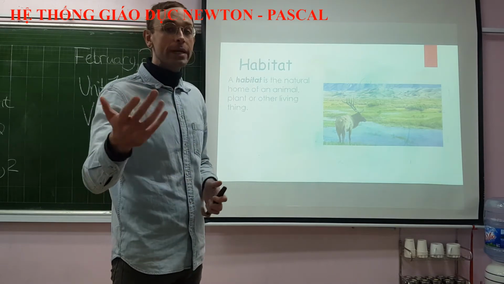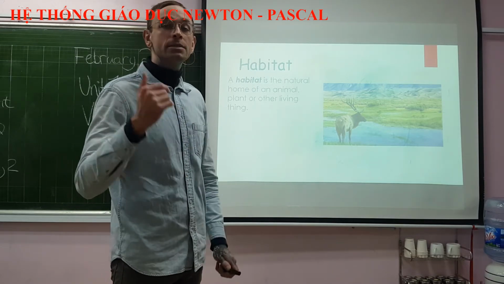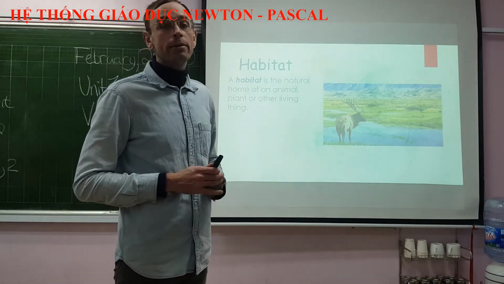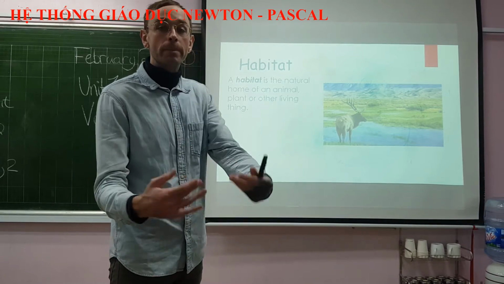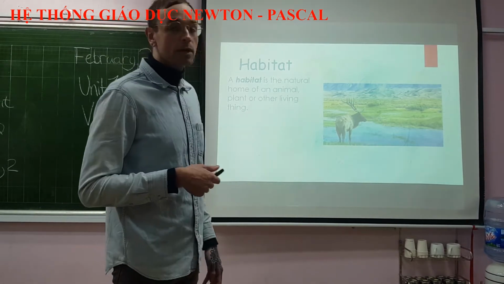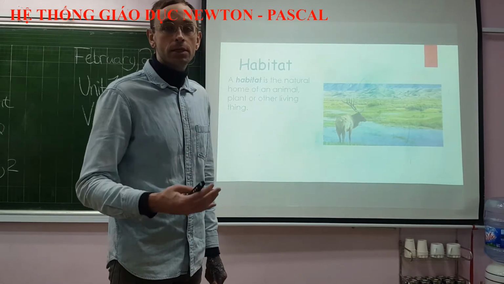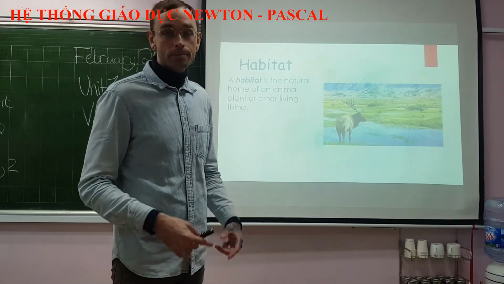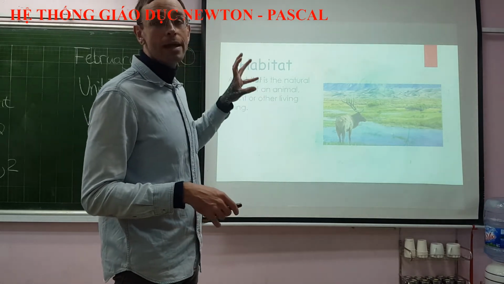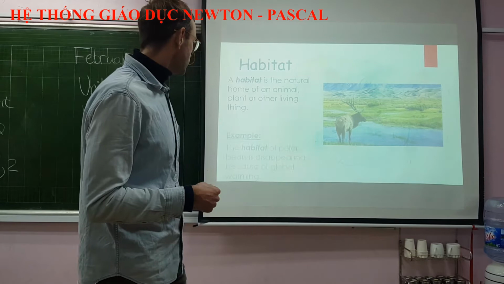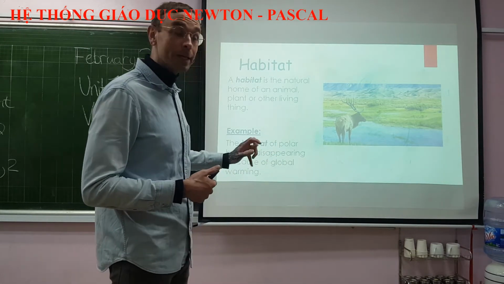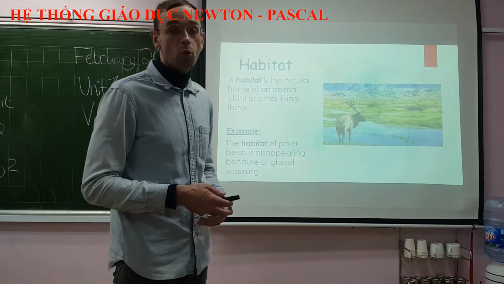So a zoo is not a habitat. A city is not a habitat because it's not a natural area. It's artificial, or made by man, made by human beings. So like a river, a forest, a desert, a pond, a lake, a coral reef, all of these things are animal habitats. The habitat of polar bears is disappearing because of global warming.